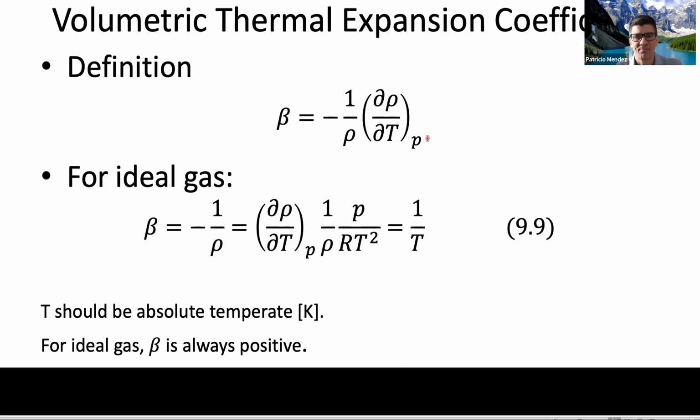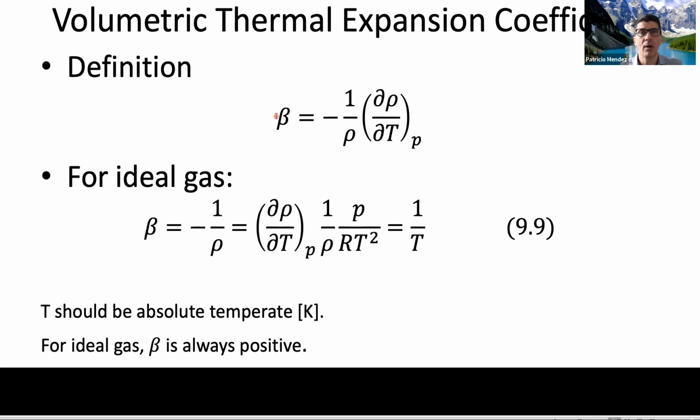Almost always, this thermal expansion coefficient is positive. That's why we have a negative sign here: as we increase temperature, density decreases, which would be a negative derivative. That's why we have a negative sign, but beta ends up being positive. So it almost always is positive.